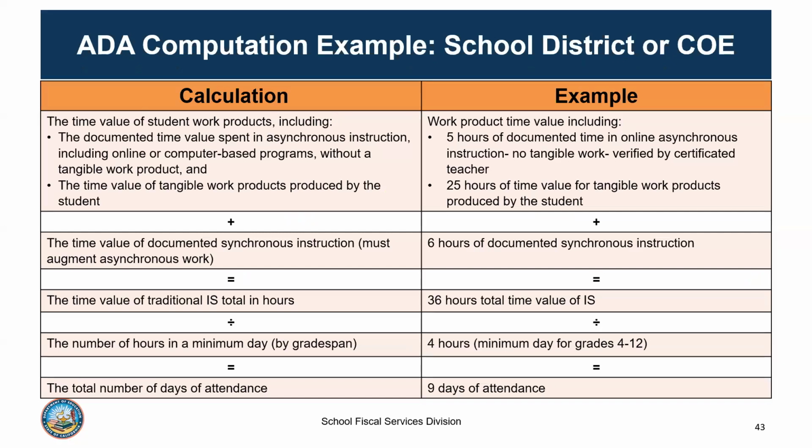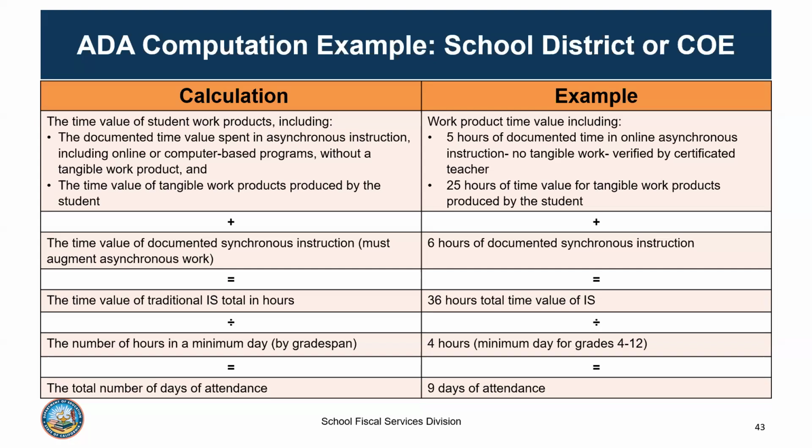This slide outlines an example of how ADA is computed for a school district or COE offering independent study. Let's break down the calculation on the left. The first step involves determining the time value of student work products. This includes the time value of tangible work products created by the student, as well as the time spent in asynchronous instruction, such as online or computer-based programs where students don't produce a tangible work product.